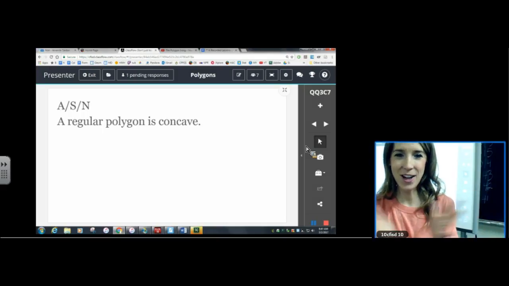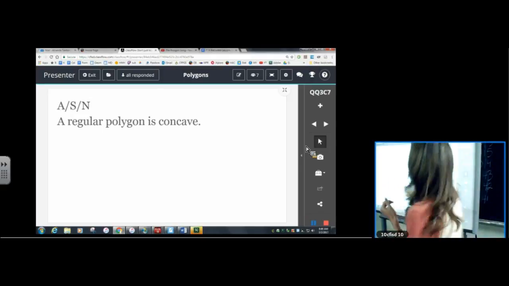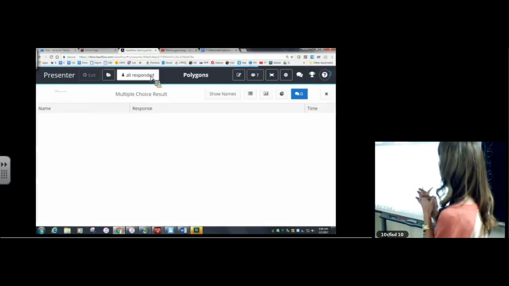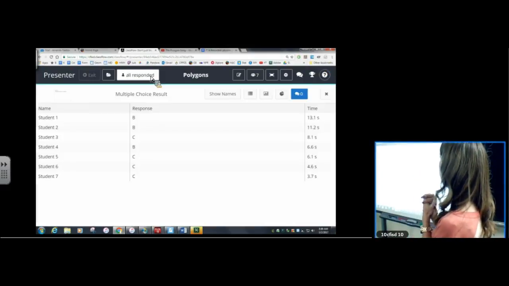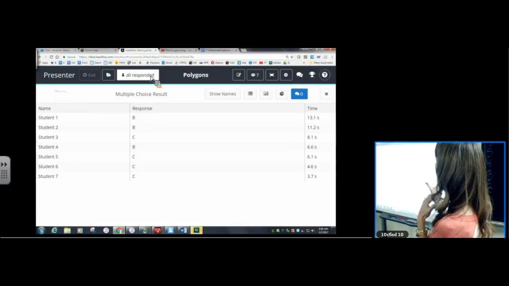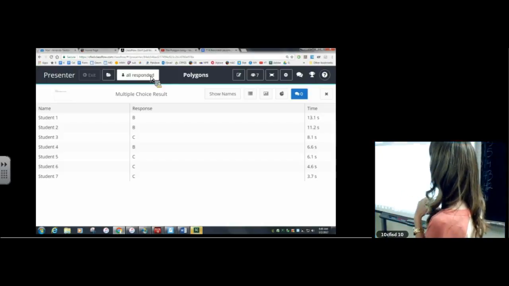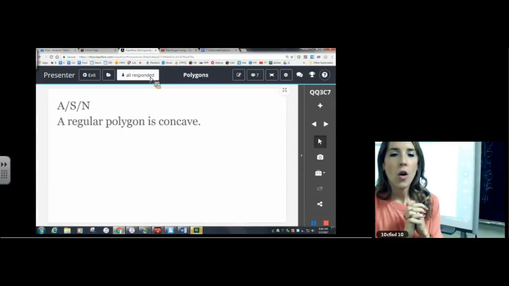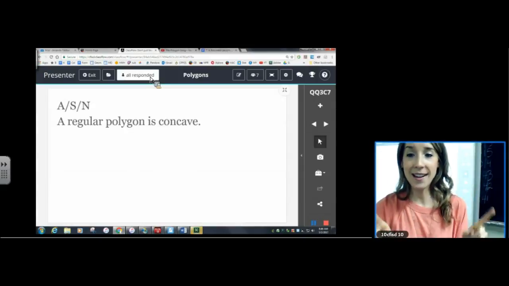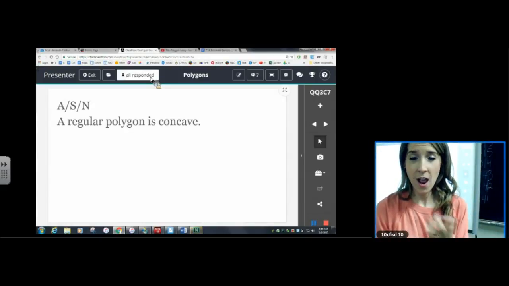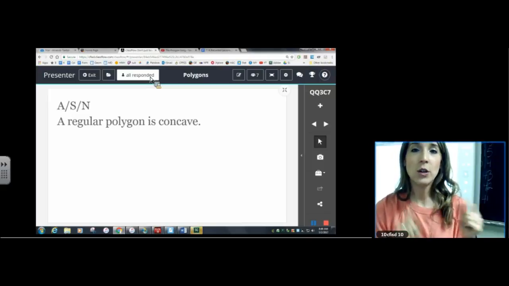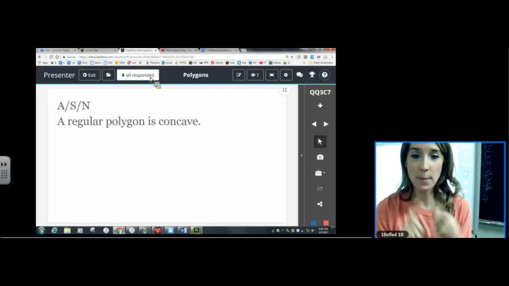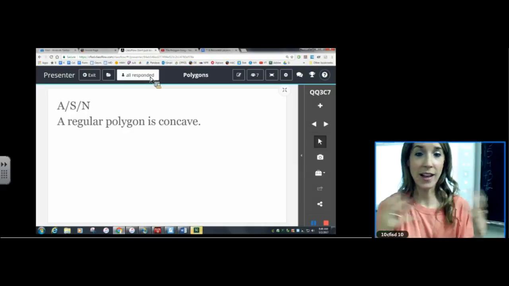All responded. Good job. A regular polygon is concave: always, sometimes, or never. What did y'all choose? Oh my goodness. So we've got about half sometimes and half never. So let's think about that. Regular means all sides are congruent and all angles are congruent. I agree with you that you can draw an equilateral shape that's concave. I agree, like a star.